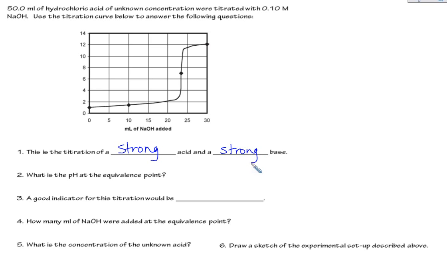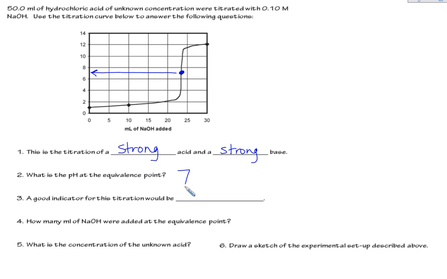If they didn't tell me the identity of the acid and base, I could look at the equivalence point, which is halfway in the middle of that big jump, follow it across, and if the pH is 7, strong acid, strong base. Could it be a weak acid, weak base? It could. If they had very similar K values, then yes, at the equivalence point, it could be pretty neutral.